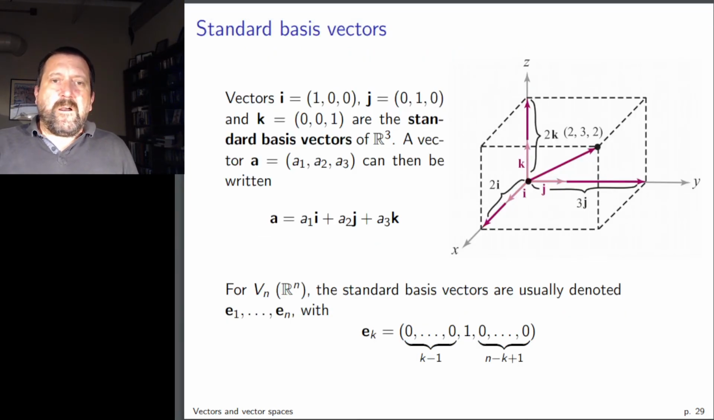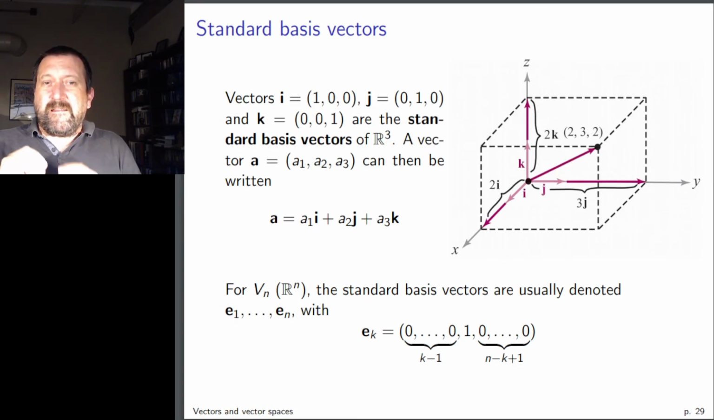Finally, something that will come up from time to time is what I'll call the standard basis vectors. So here I'm starting with R3, a three-dimensional vector space of real numbers. There we typically denote i, j, and k, what we call the standard basis vectors. This is (1, 0, 0), (0, 1, 0), (0, 0, 1).